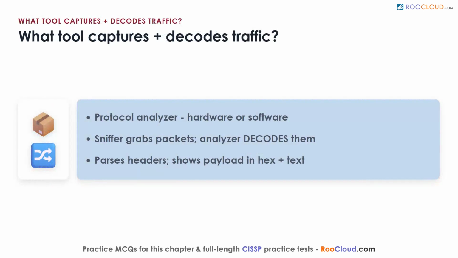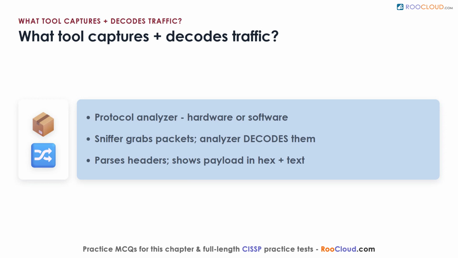What tool captures and decodes traffic? A protocol analyzer. It can be dedicated hardware or software running on an ordinary host, and its job is to capture frames and packets and store them for study. Once captured, traffic can be examined by hand or with automated scripts.